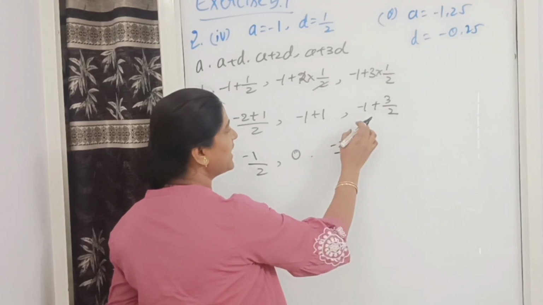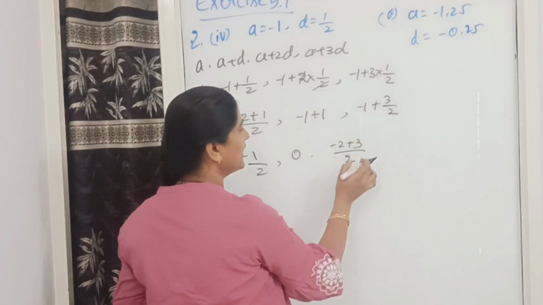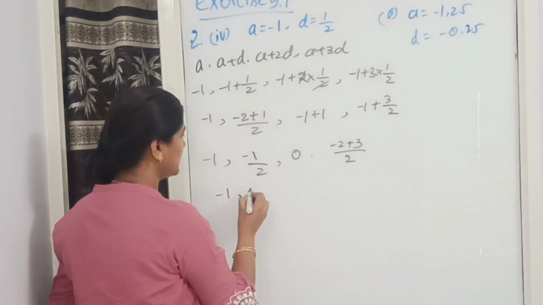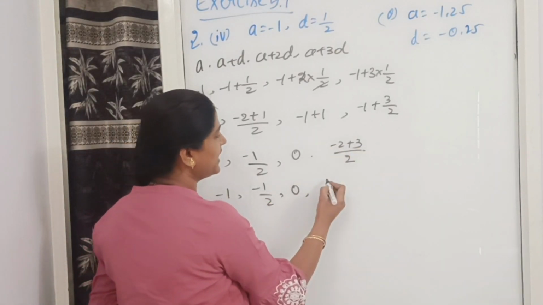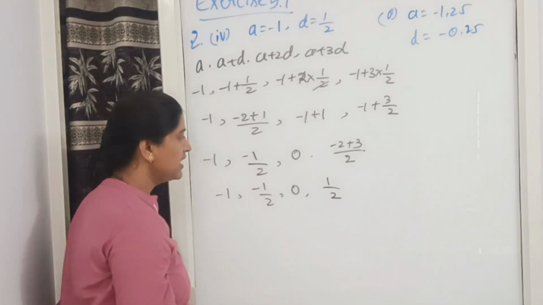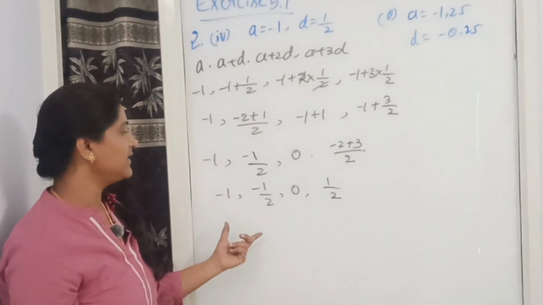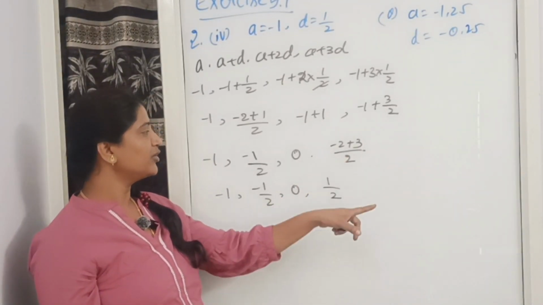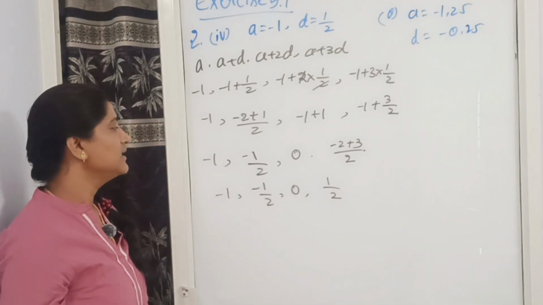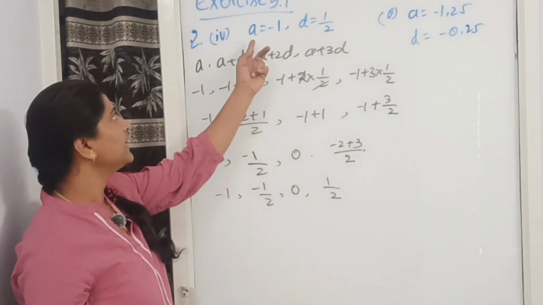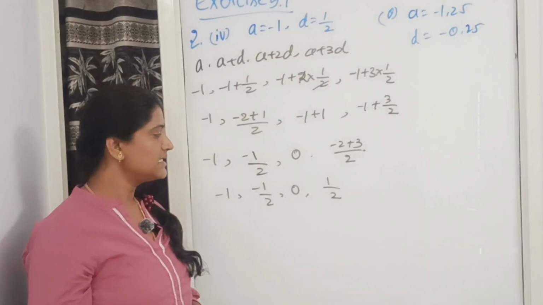And here again, 2 into minus 1 is minus 2, plus 3, divided by 2. So minus 1, minus 1 by 2, 0, and 3 minus 2 is 1 by 2. Look here, negative and positive, it is like a number line. If you go one more, it will come positive 1. Like that it will continue. These are the first 4 terms according to A and D. Let us see the last one.